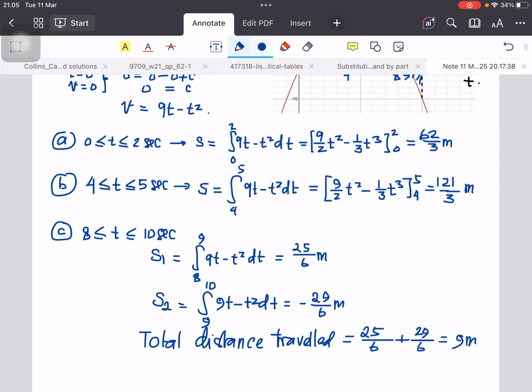But remember, distance traveled is always positive, it has no direction, so the total distance will be 25/6 plus 29/6, and the answer is 9 meters.